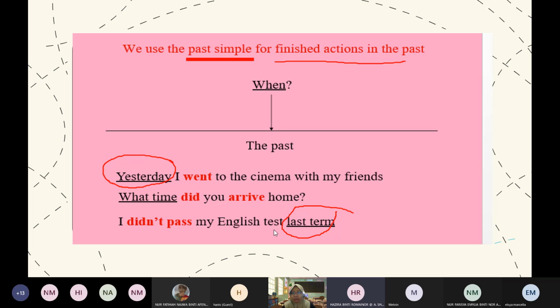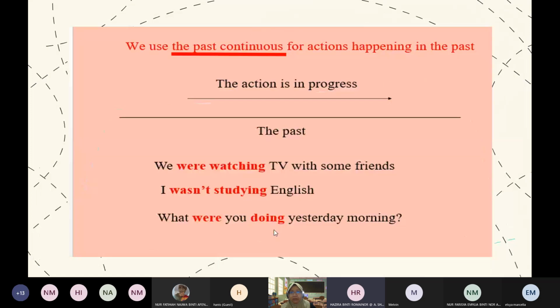Okay, meanwhile, for past continuous tense, you use for action happening in the past, meaning to say that the action is in progress in the past, but there is no specific time mentioned. For example, we were watching TV. Dia tak ada pun letak last week ke, last month ke, last night ke. If let's say you put the word last night, you have to change to we watched TV with some friends last night.